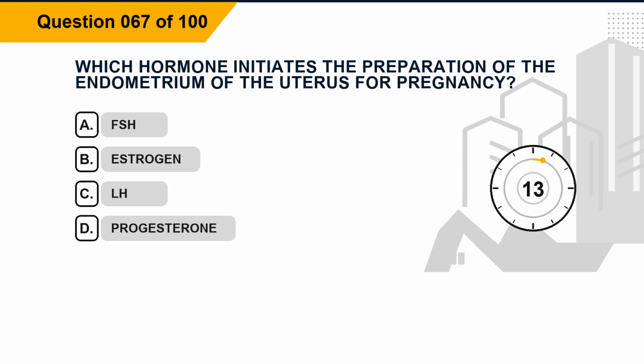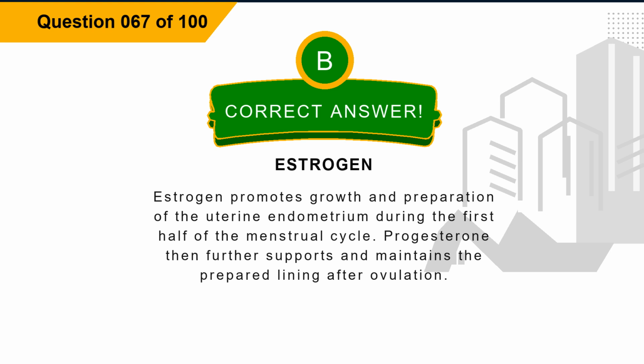Question 67. Which hormone initiates the preparation of the endometrium of the uterus for pregnancy? Option A, FSH. Option B, estrogen. Option C, LH. Option D, progesterone. The correct answer is option B, estrogen. Explanation. Estrogen promotes growth and preparation of the uterine endometrium during the first half of the menstrual cycle. Progesterone then further supports and maintains the prepared lining after ovulation.